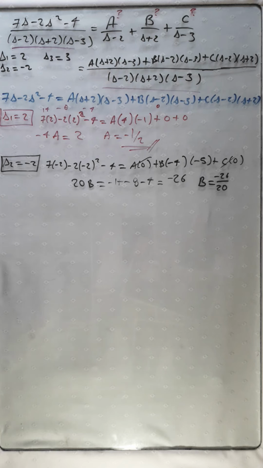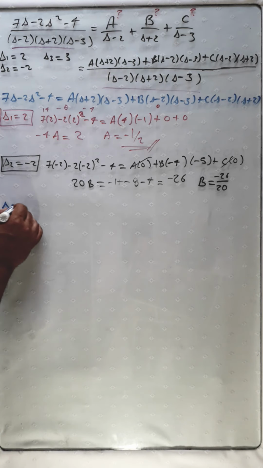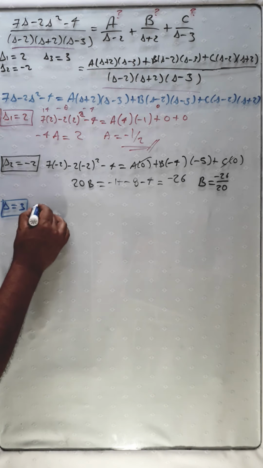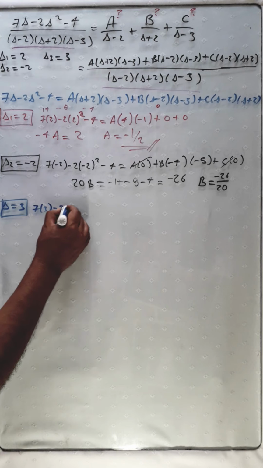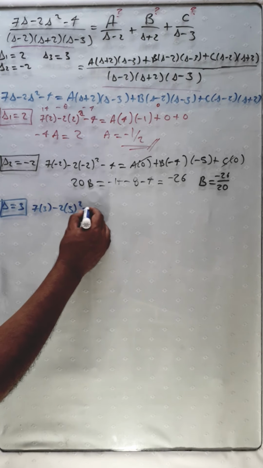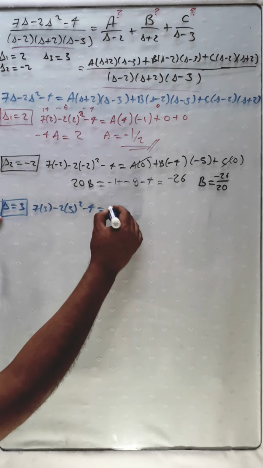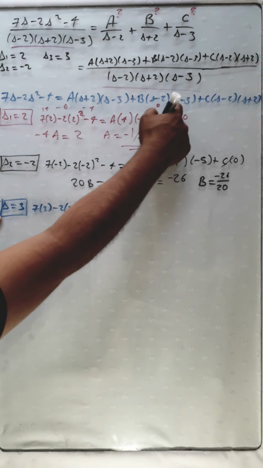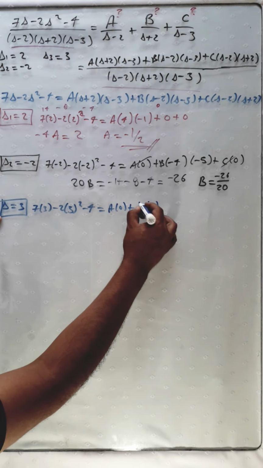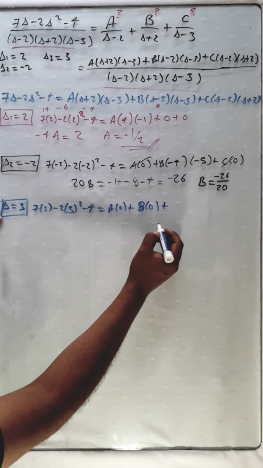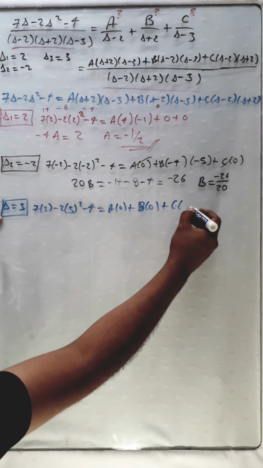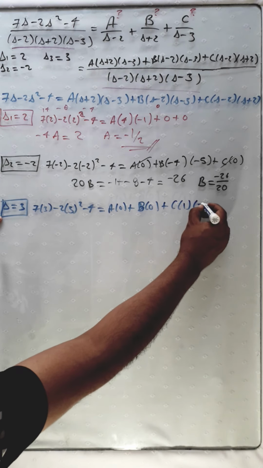Okay, now, what if you happen to use the third root, s equal to 3? So what happens? 7 times 3 minus 2 times 3 squared minus 4 equal to... What happens here if you use s equal to 3? This becomes 0, a times 0, this becomes 0, b times 0, plus the value of c, 3 minus 2 is 1, and 3 plus 2 is 5.